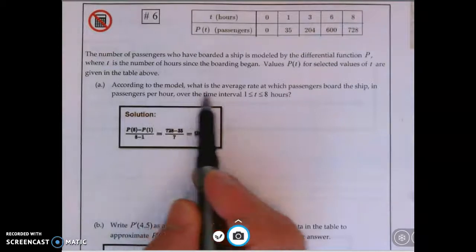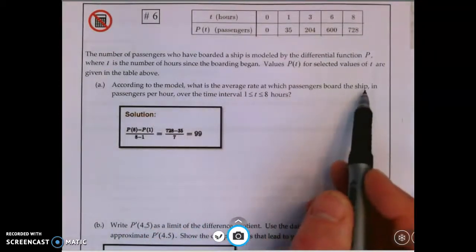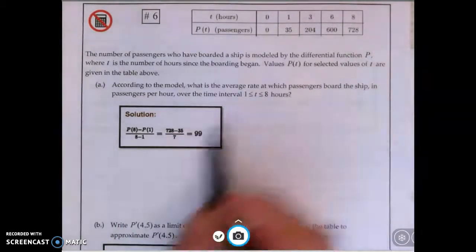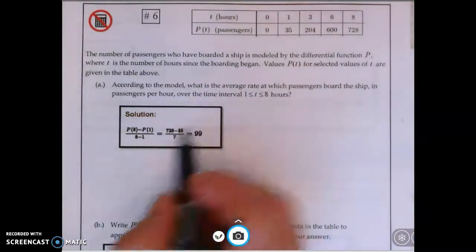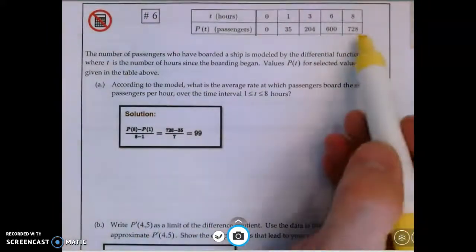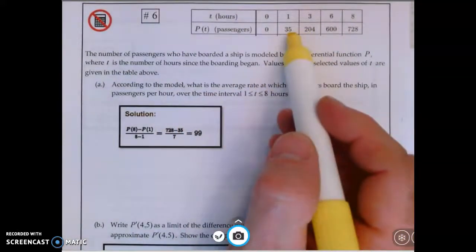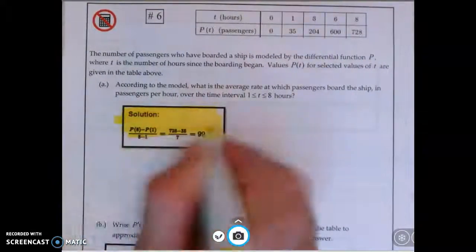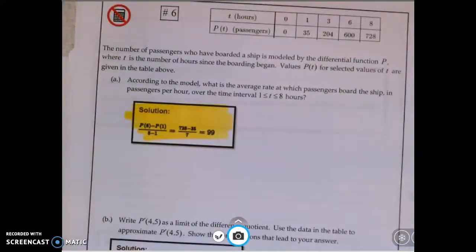Okay, so according to the model, what is the average rate at which the passengers board the ship in passengers per hour? So from 1 to 8. We are doing change in y over change in x. P of 8 minus P of 1, all divided by 8 minus 1, or 728 minus, we're doing 1, remember, not 0, 35, equals 99. Divided by 7 equals 99. All right, so don't overthink those problems. Don't overthink these little pieces.